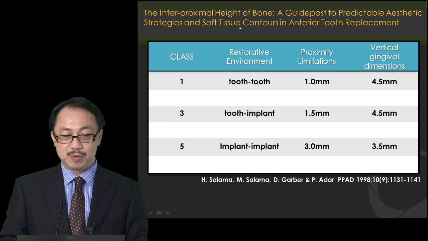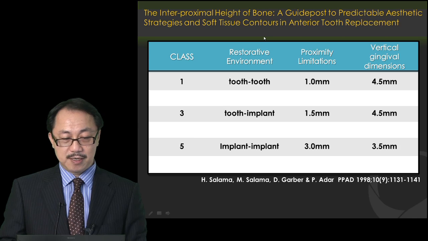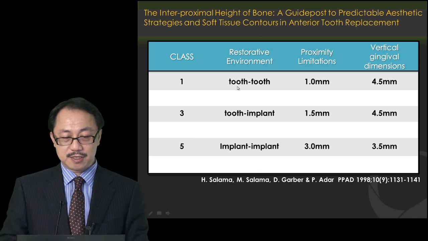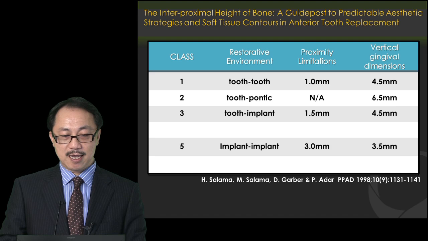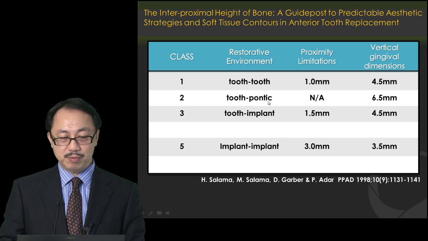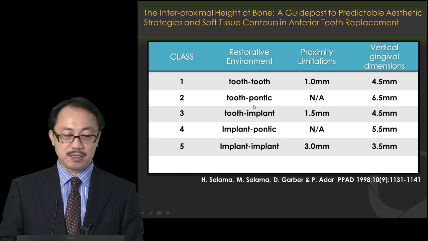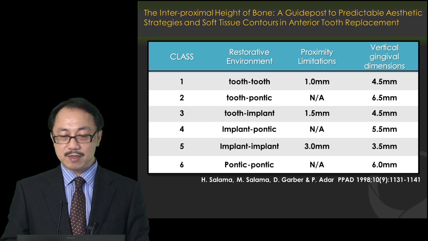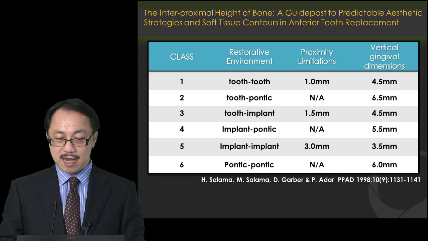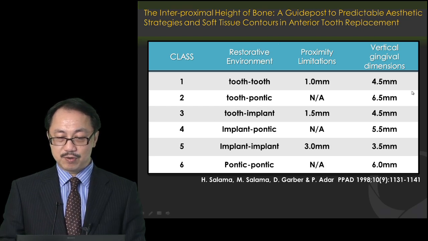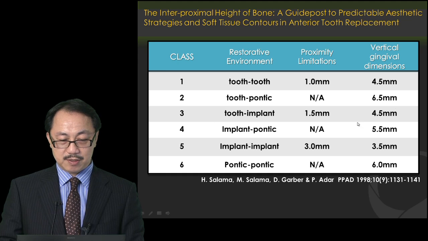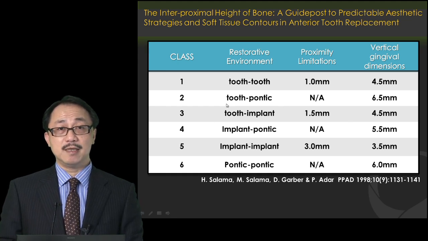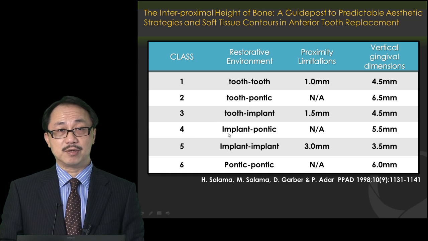height of bone, would give you an idea where there's an existence of the pontic and the tooth, or the pontic with the implant, or pontic to pontic relationship, giving the best look and height of the vertical gingival dimensions. The best will be then the tooth to pontic relationship, then the pontic to pontic relationship.